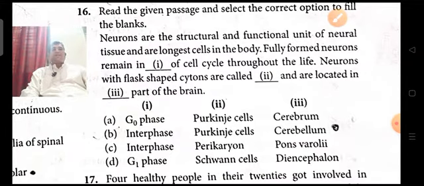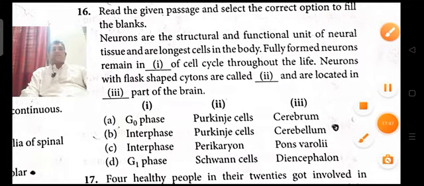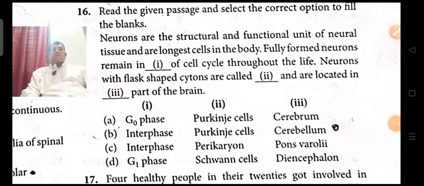read the passage given and select the correct option to fill the blanks. So we'll try to fill the blanks now. Neurons are the structural and functional units of neural tissue and are the longest cells in the body. Fully formed neurons remain in dash of the cell cycle throughout life. They remain in the non-dividing phase or G0 phase, or they remain in the interphase of the cell cycle throughout life.